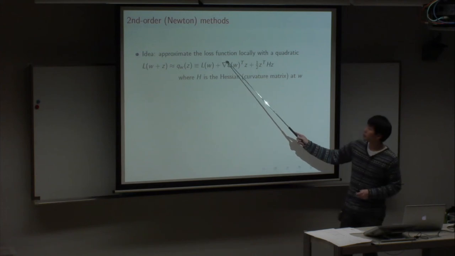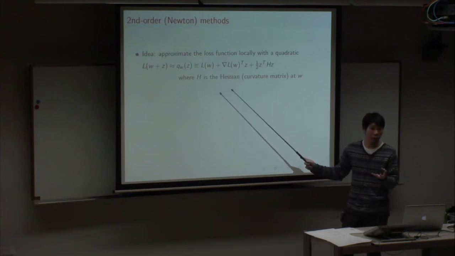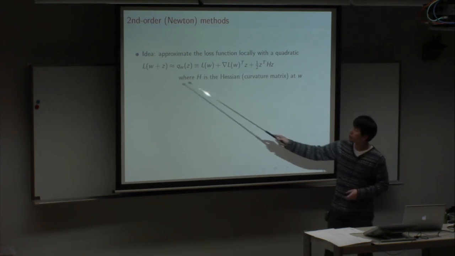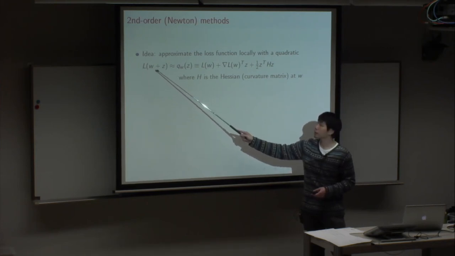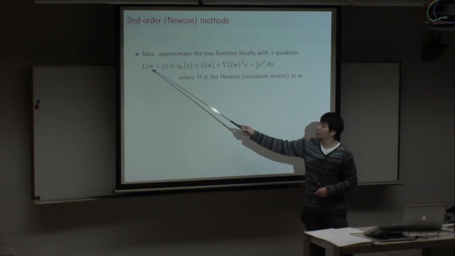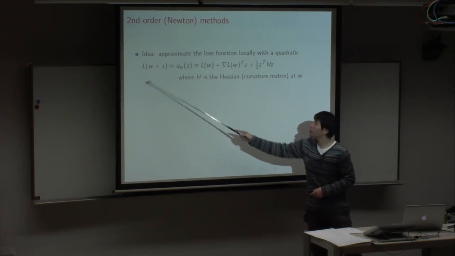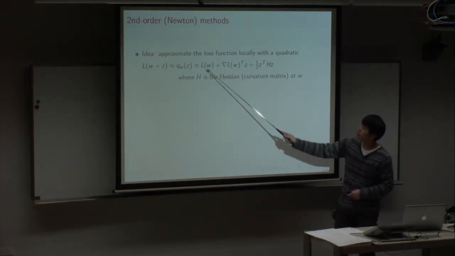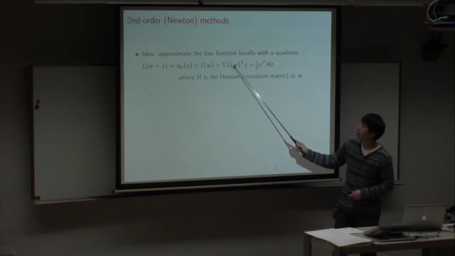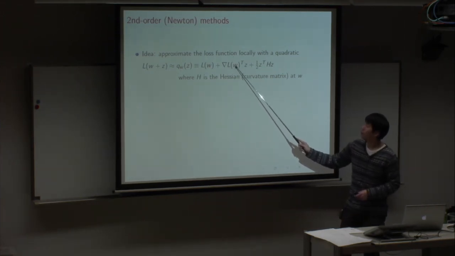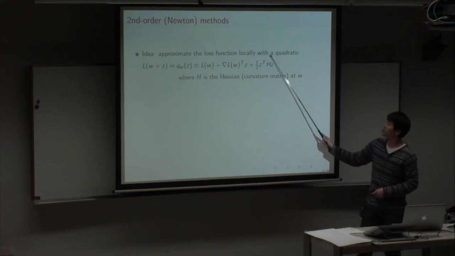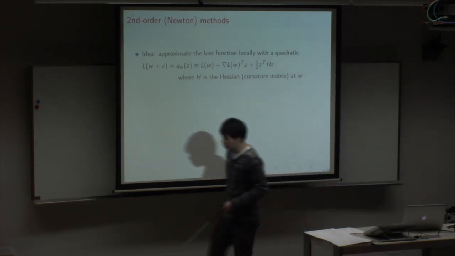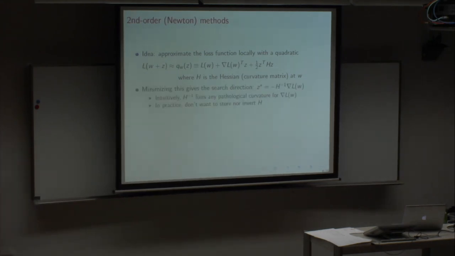Another way to do it is to approximate this loss function locally with a quadratic function. Say your loss function is this, and you're currently at point W, and you're trying to decide what direction Z to go in to optimize it. You can write L as a quadratic approximation like this: it's simply the value at W plus the gradient times the direction you're going, and then there's a second term, which is the Hessian. So you have some arbitrary function that you want to optimize.